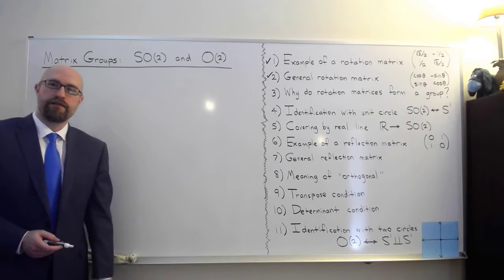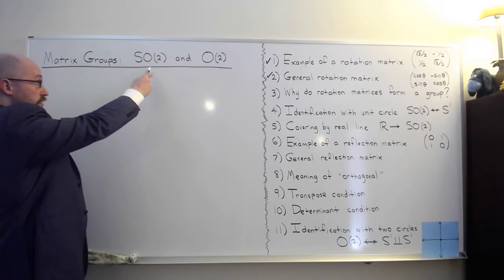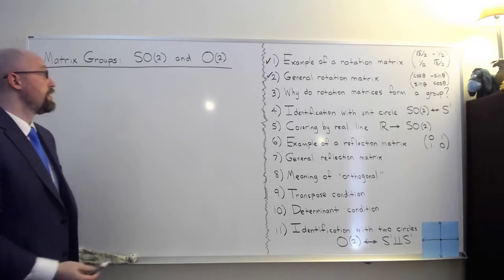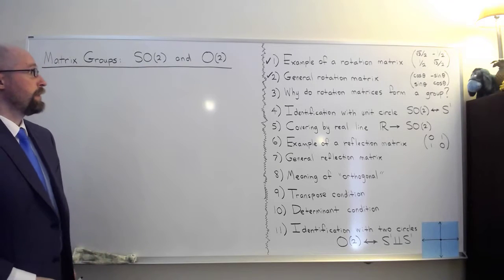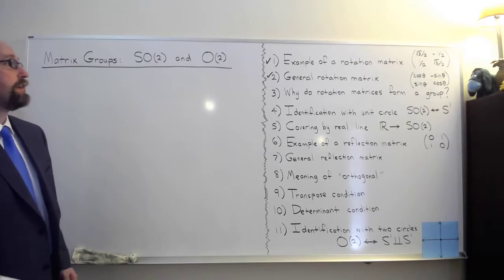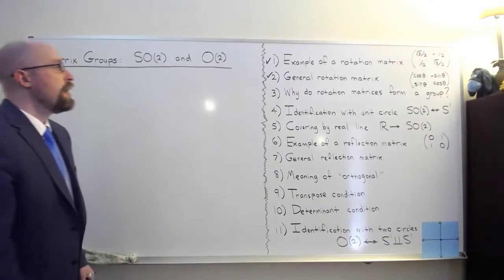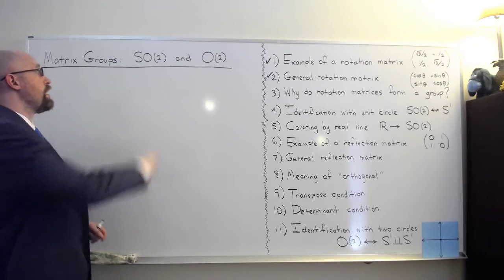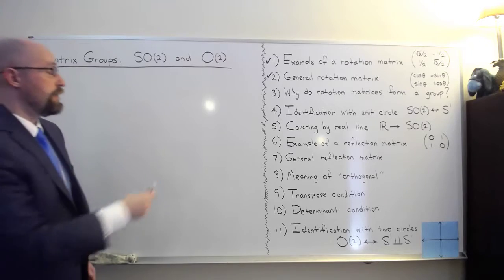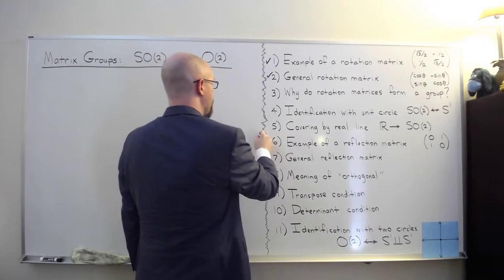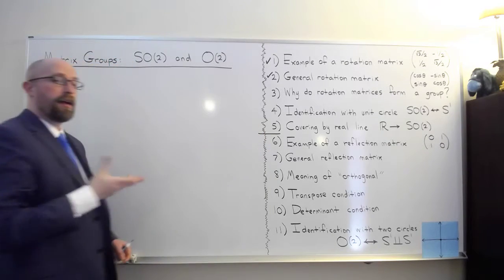Hi, this is the third video in this little video series about the special orthogonal group and the orthogonal group, the second one in each case, SO2 and O2. And in the last video, we introduced a general form of a rotation matrix. We are talking right now about SO2, and we will continue to be talking about SO2 up until here, because SO2 is the one that has the rotations.